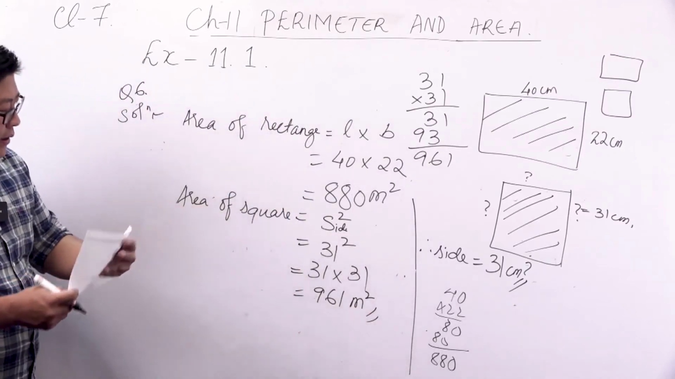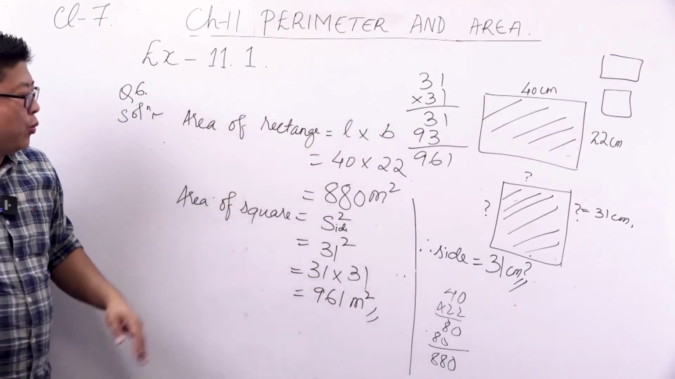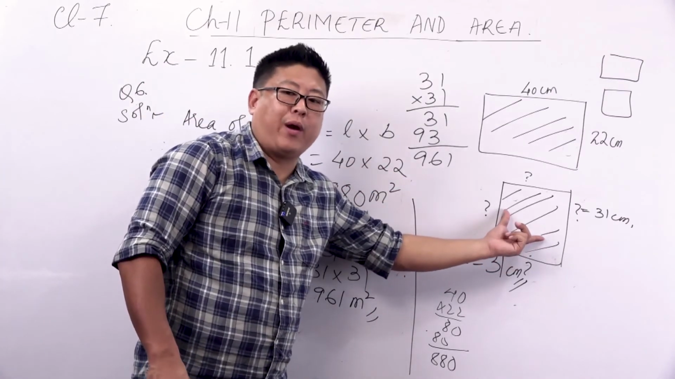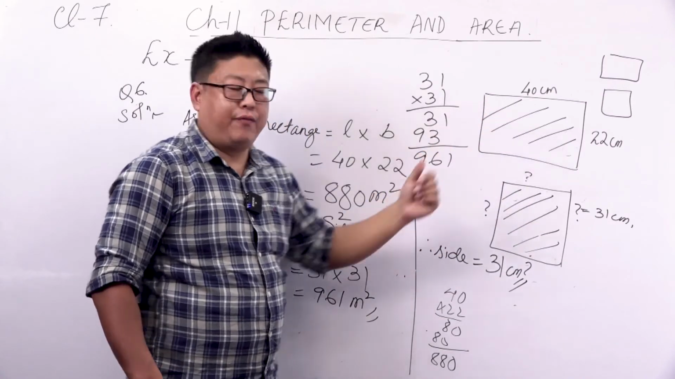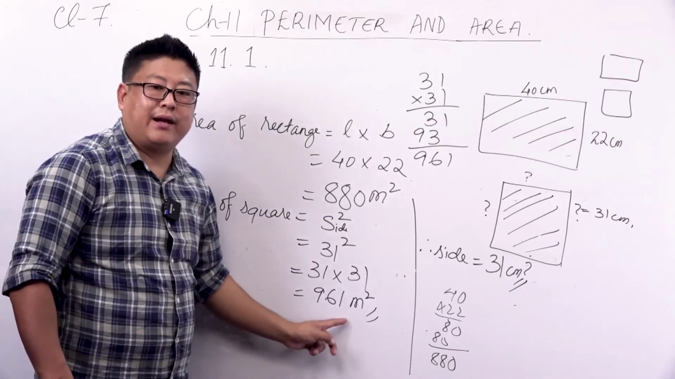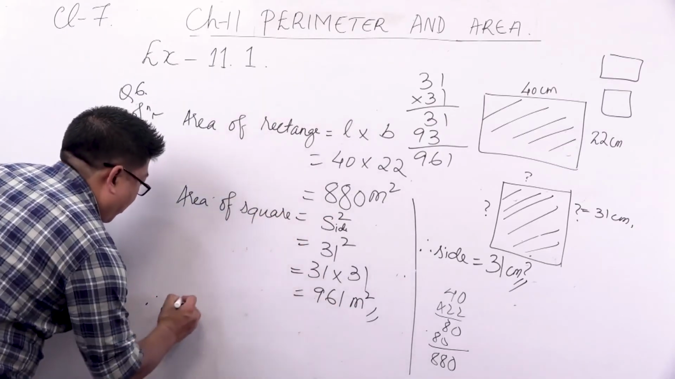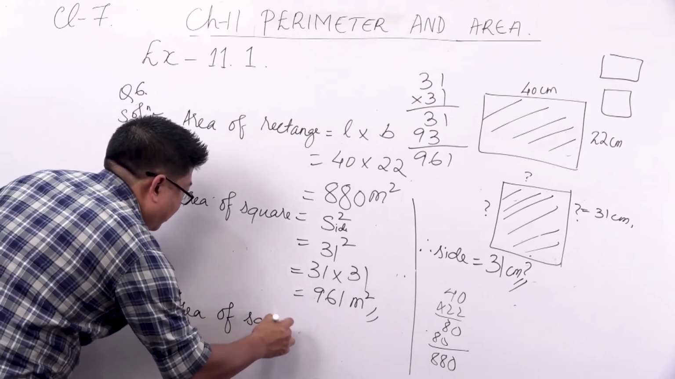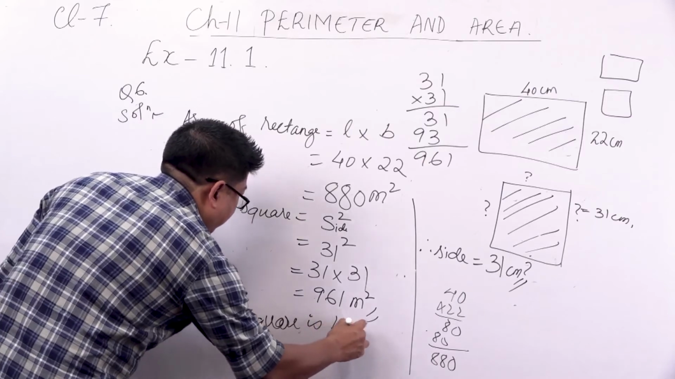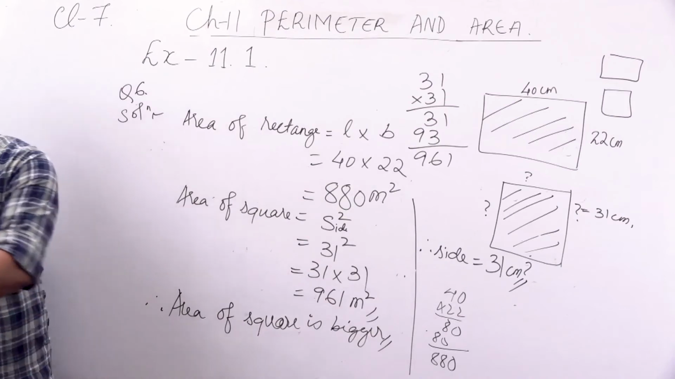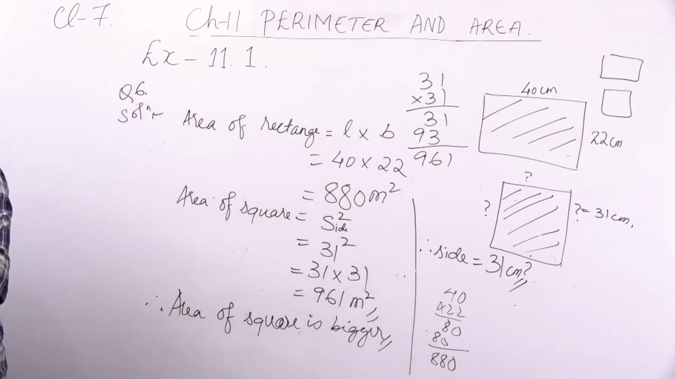So by finding the area for both of them, we can observe that the area bounded by this square is bigger than area of rectangle. See, area of rectangle is 880. Area of square is 961. So we can write, therefore, area of square is bigger. Okay, so with this we come to the end of the question.